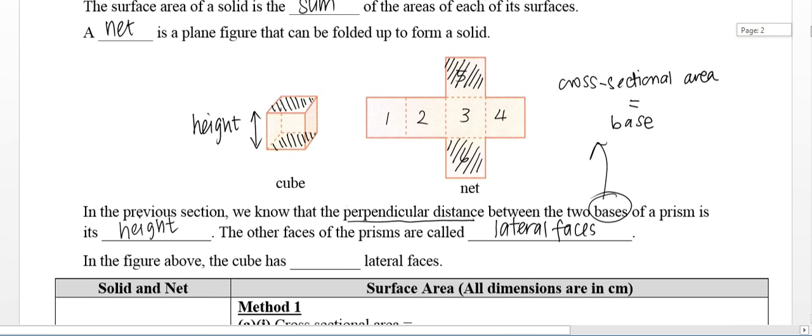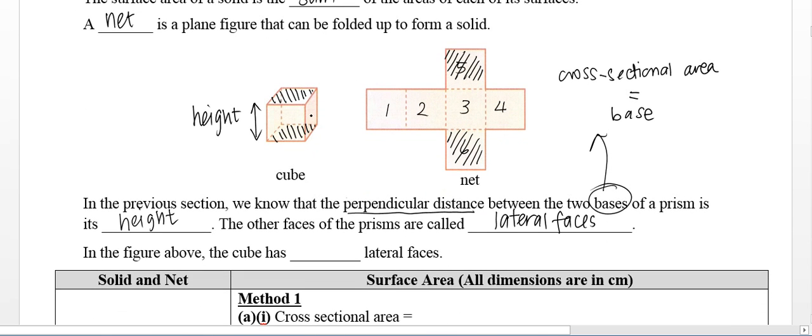All right? And if you compare it with the net, you can see that in the figure above, the cube has 4 lateral faces. Please take note of this number 4, because in the lesson just now, I told you that there are 6 lateral faces. But what the note really wants to say is that 2 of those are its cross-sectional area, and there are 4 lateral faces. Okay, so take note of that.